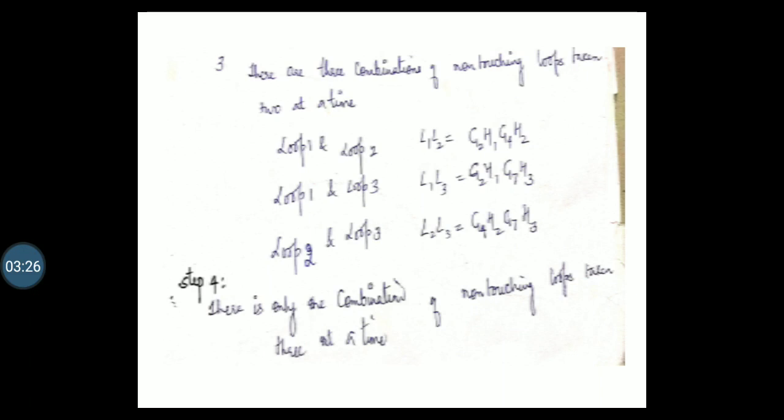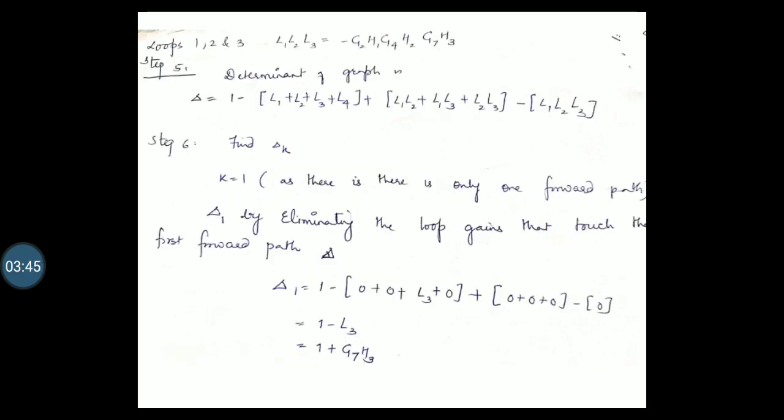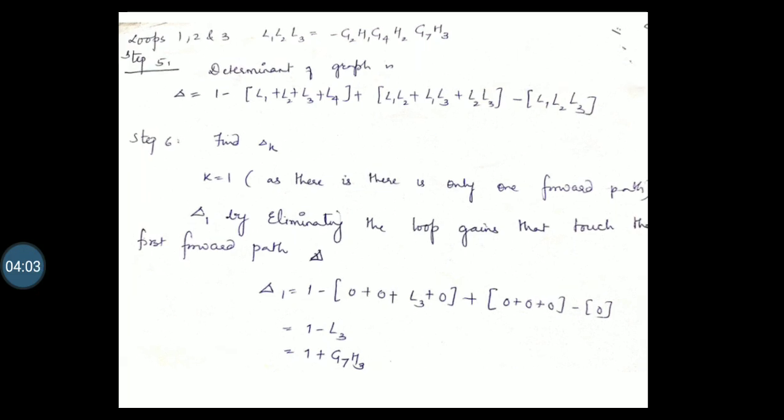This is step 3. Step 4: we have to take 3 loops at a time and they should be non-touching. So there is only one combination of non-touching loops taken 3 at a time. Loops 1, 2 and 3 are not touching. So we'll write the gain L1 L2 L3 is equal to minus G2 H1 G4 H2 G7 H3.